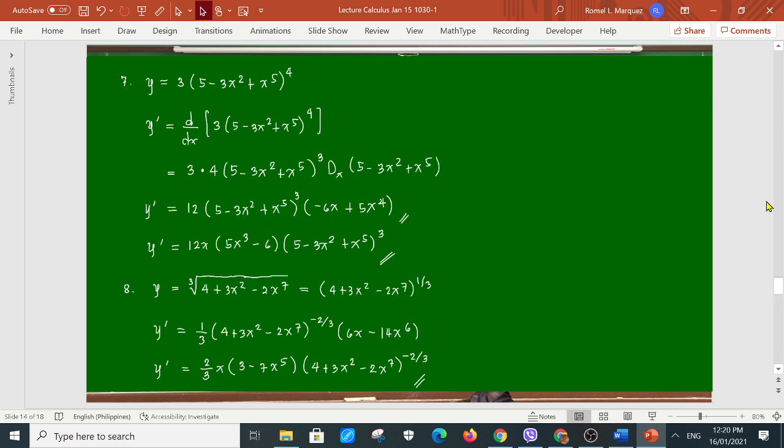Let's have number, ano tayo? What number na? 9. So, let's say I have y is equal to 2x squared plus 5 raised to 4 multiplied to 3x minus 7 raised to 6. Yan. Tingnan natin. Okay?